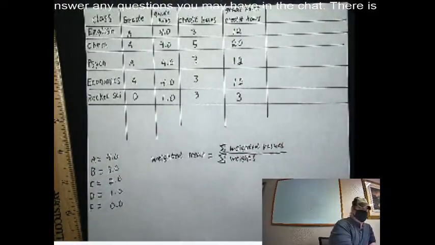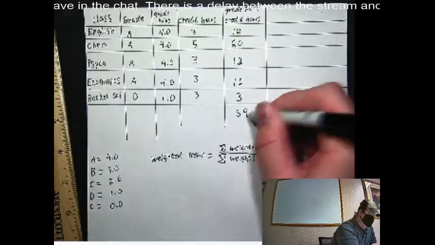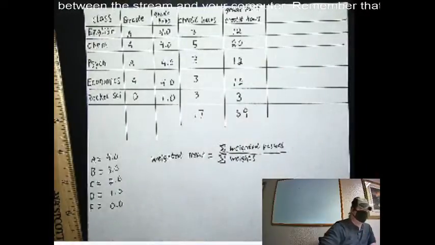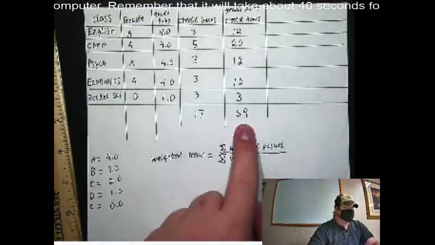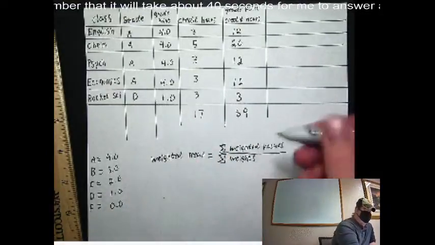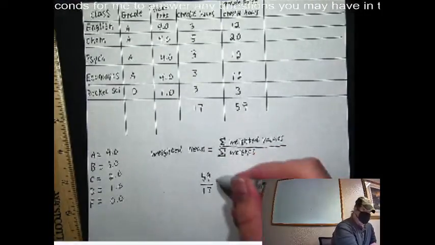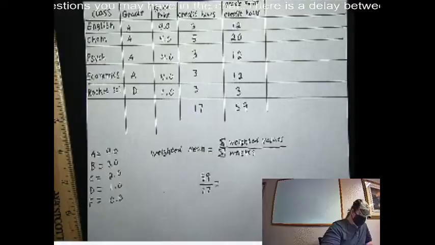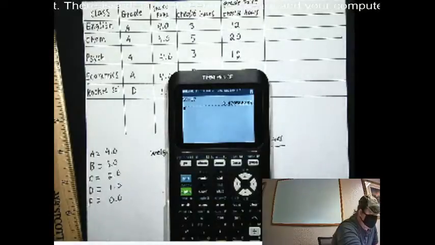So if we add all these together, add our weighted values, we get 59. Add all of our credit hours together, we get 17. So here's our sum of weighted values, here's our sum of weights. We just got to plug them into here now. So 59 divided by 17. And let's see what we get. So 59 divided by 17, and we get 3.4705, so on and so forth.